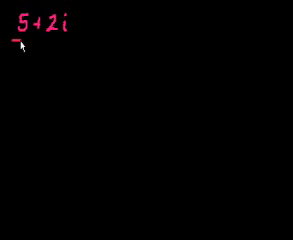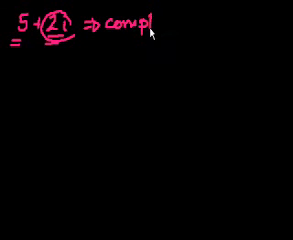You can't add a real number plus an imaginary number. You can almost imagine them, and I don't want to use the word imagine too much, as in different dimensions. And so a number that has a real part, like the 5, and an imaginary part, like the 2i, is called a complex number.